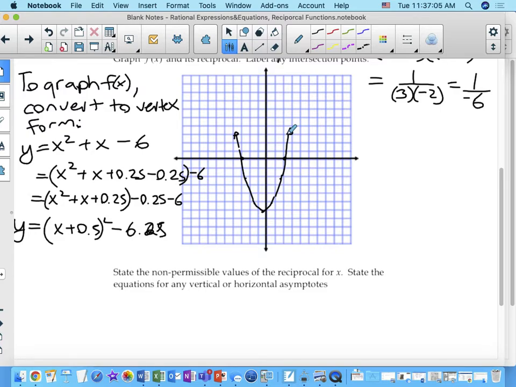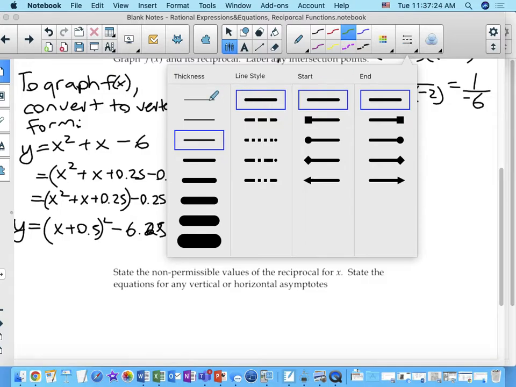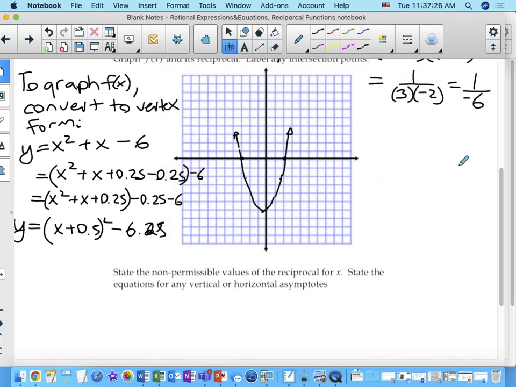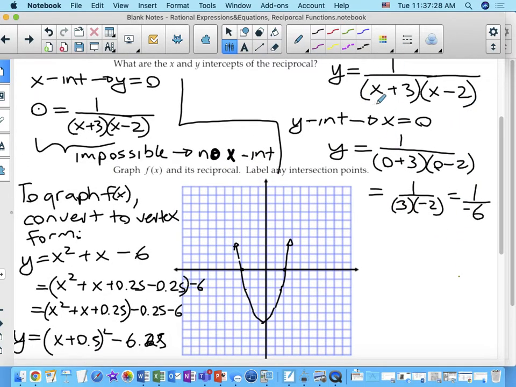All right, so there's f of x. Now to get 1 over f of x, I need to put in a couple of things. I'm going to put in my asymptotes. So I know I have a vertical asymptote at the two undefined values, which are negative 3 and 2, because when I factored, that's where x cannot equal 0.